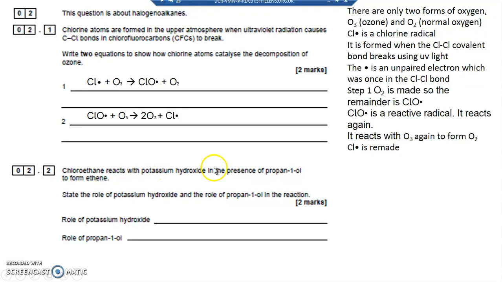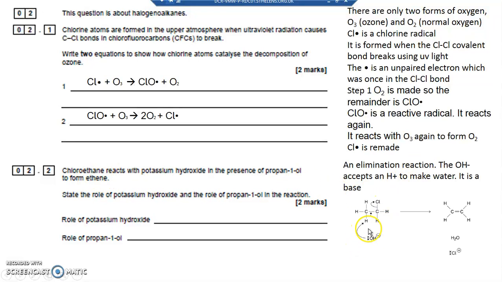Chloroethane reacts with potassium hydroxide in the presence of propan-1-ol to form ethene. Potassium hydroxide can do two things. In the presence of cold water, it can do nucleophilic substitution and replace the Cl with an OH to make ethanol. But in this case, it's making ethene, usually because it's in warm ethanolic solution, and that is called an elimination reaction. And the mechanism is actually this.